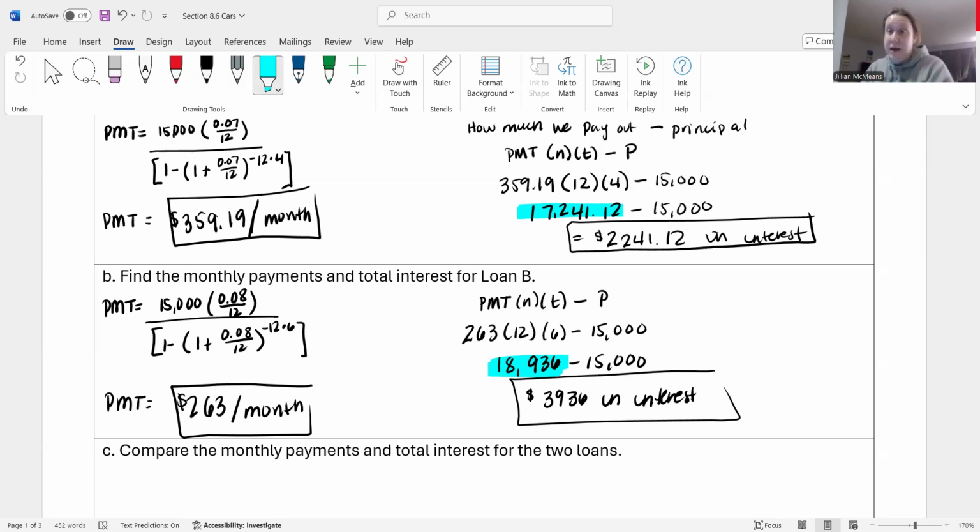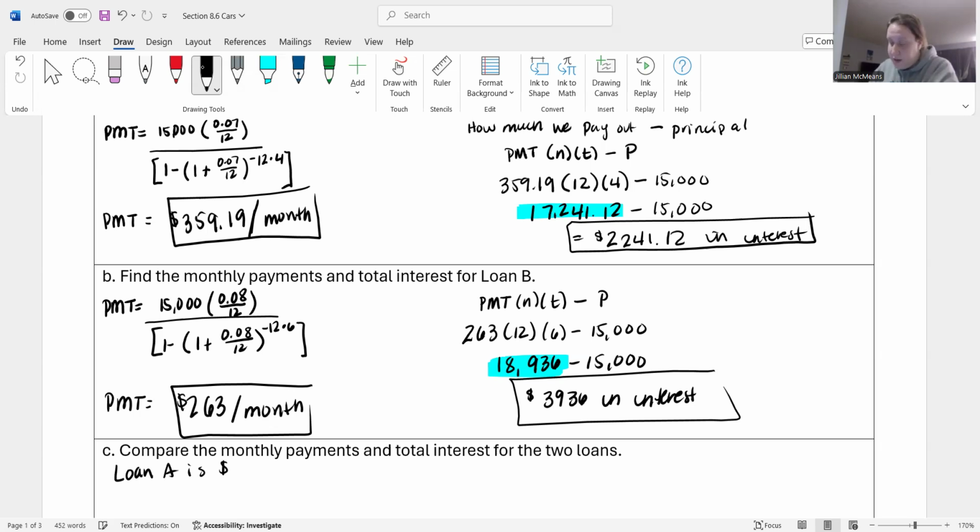One is less time and a lower interest rate. The other one is more time and a higher interest rate. Okay, so how does this impact you financially? Well, if you can swing it, if you can come up with $359.19 each month, you're going to save money in the long run because total you only pay $17,241.12. Whereas if you get the other loan, loan B, you're going to have a much lower monthly payment. So your payment's going to be lower by not quite $100, okay? But in the long run, over the course of those 6 years, you're actually going to pay quite a bit more in interest, okay?